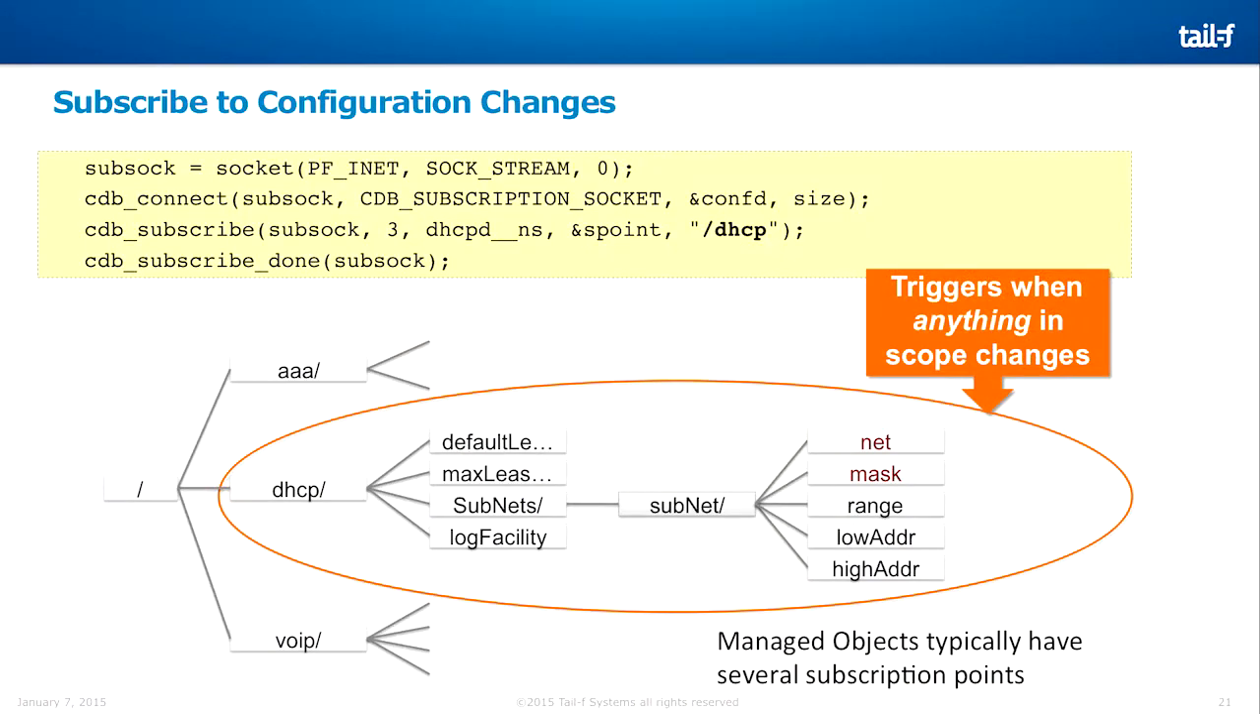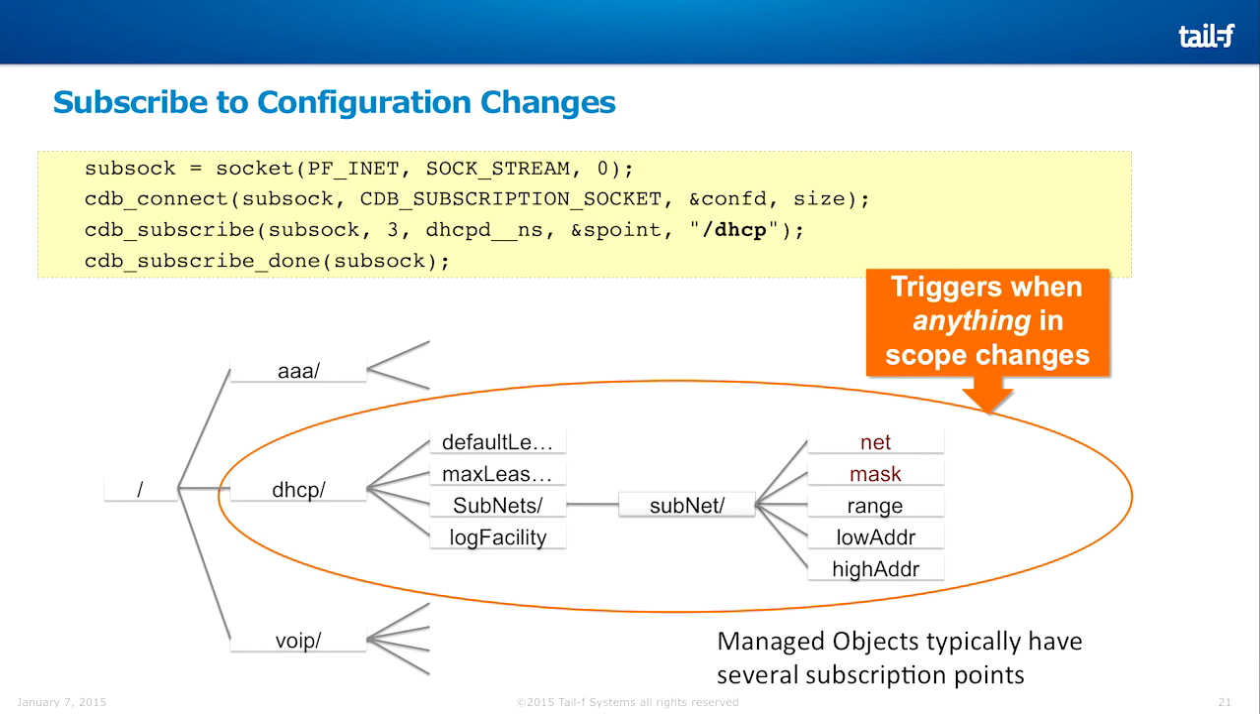After we've connected to CDB, we'll use the API call CDB Subscribe or CDB Subscribe 2. There are two variants of the API call. I won't go into the differences between them in this training module, but you can check the user's guide for more information. In the subscribe calls, you'll have a priority level, a namespace selector, subscription points, and a path to where you want to subscribe. So in the case of CDB Subscribe here, we're subscribing to /dhcp. So for the subtree below dhcp, if anything changes there, we're subscribed and will be notified of that change.